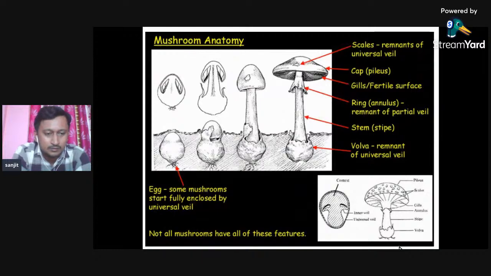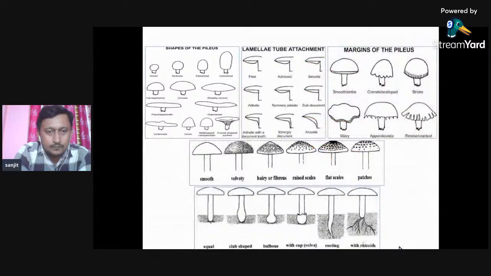Some mushrooms start fully enclosed with the universal veil in the ground, that is hypogeous, and then gradually germinate to above the ground. These are the different morphometric characters which can be easily observed during field study or laboratory study.